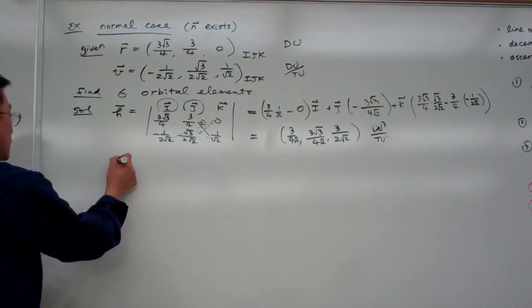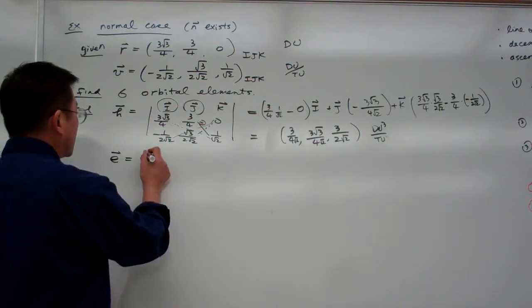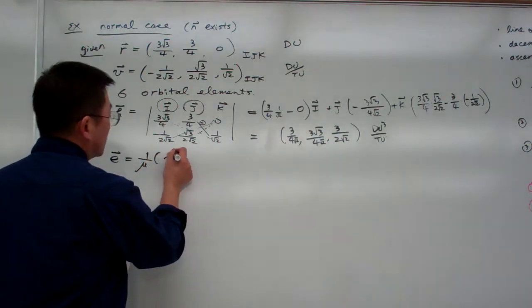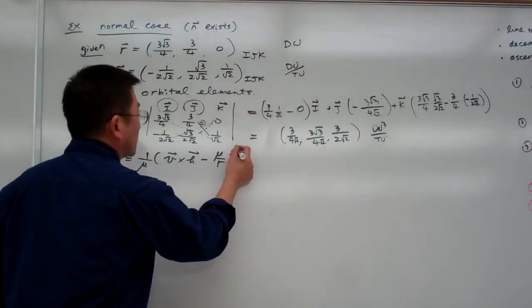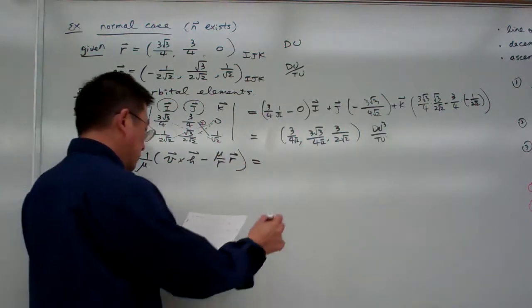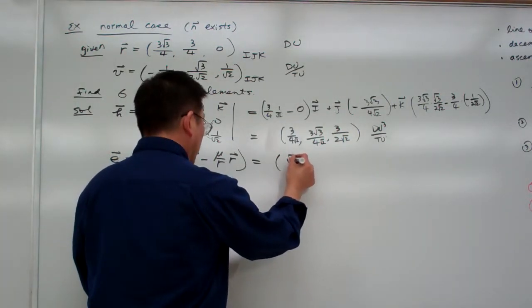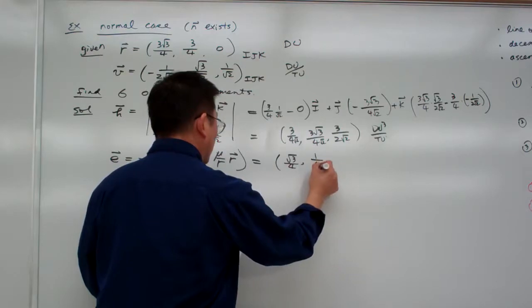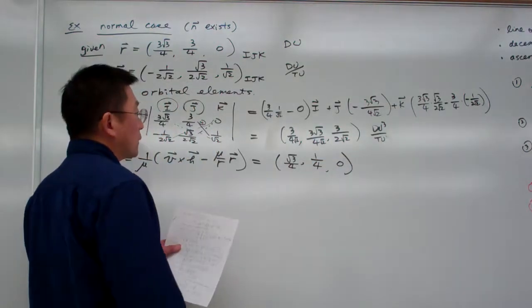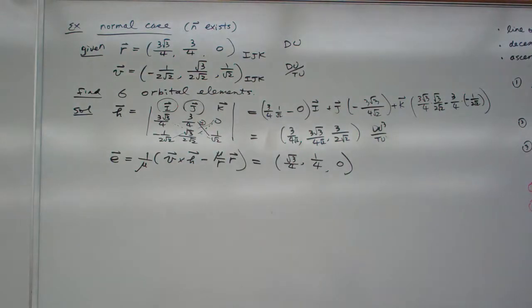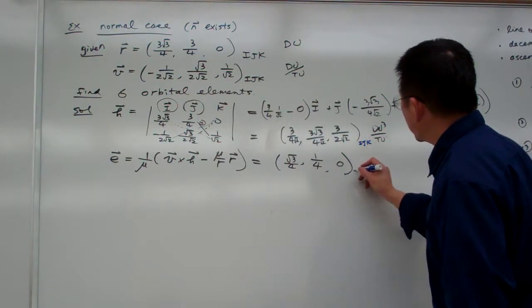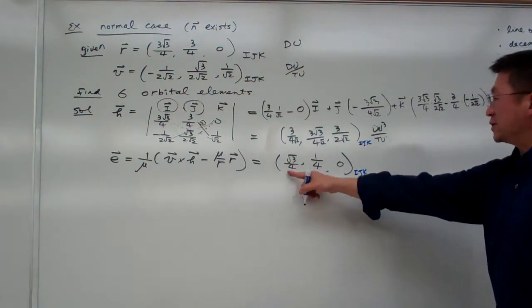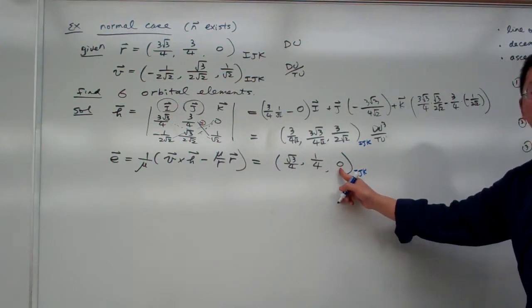Then we determine e, from the equation 1 over mu times v cross h, minus mu over r times r. So doing the calculation, that is square root 3 over 4, 1 over 4, and 0. Again, the vectors we always express in the IJK coordinate system. So this is the I component, J component, K component.